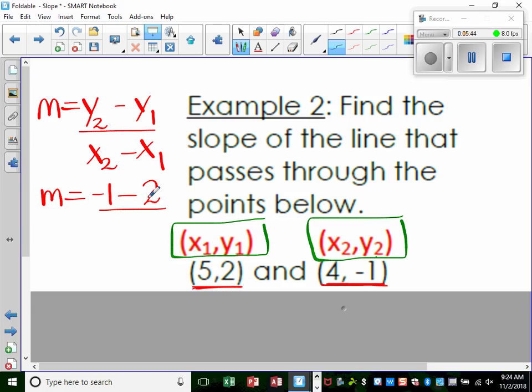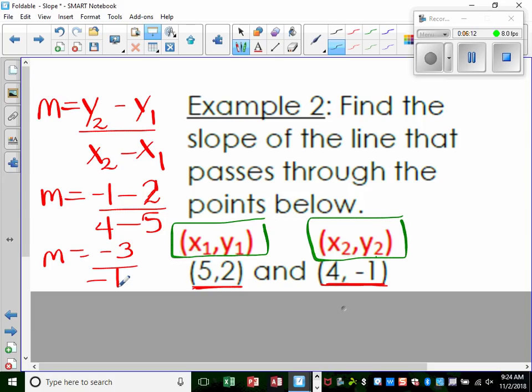Okay, then I go down to the bottom and I take my x sub 2 number, which is 4, minus my x sub 1 number, which is 5. Okay, very easy formula to follow. You assign your 1s and 2s, and then you just put those numbers where they belong. So what is -1 minus 2? All right, -3. And what is 4 minus 5?